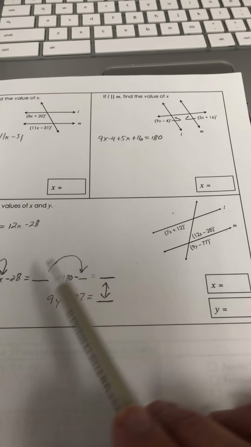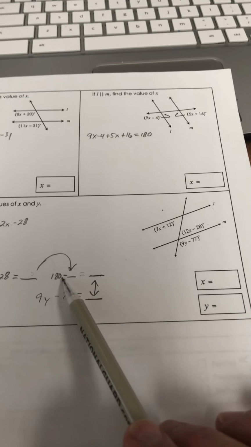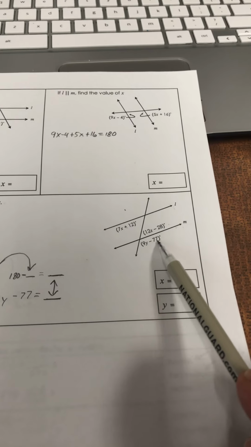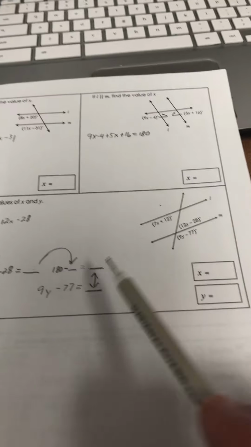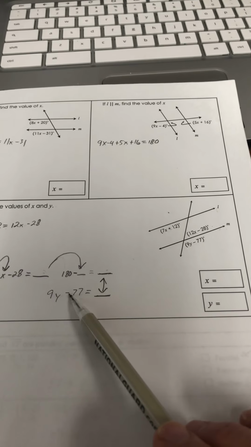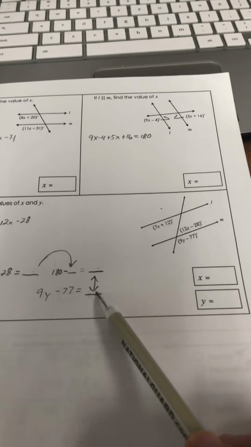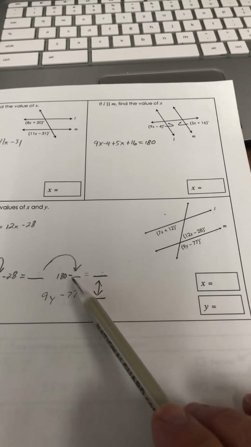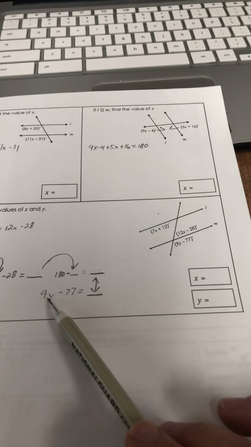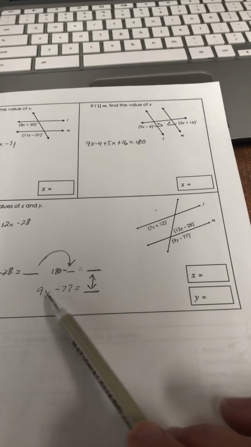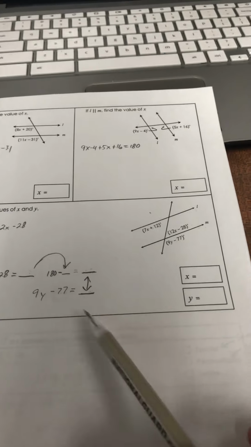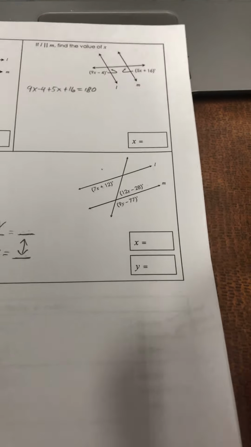Because if you take 180 minus that number, that's going to give you what 9y minus 77 equals. So you're going to say 9y minus 77 equals that answer, 180 minus what you got here. Now just solve for y. So add 77 to both sides, then divide by 9, and that will give you your y.